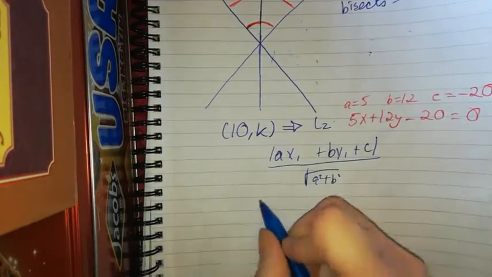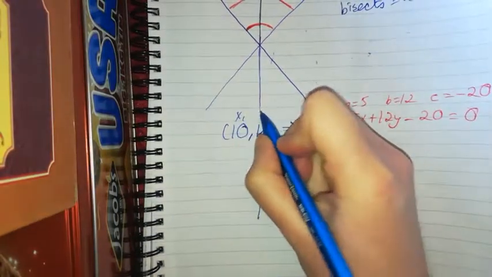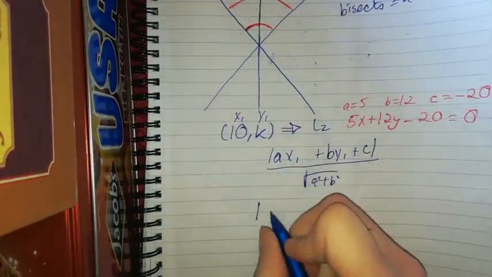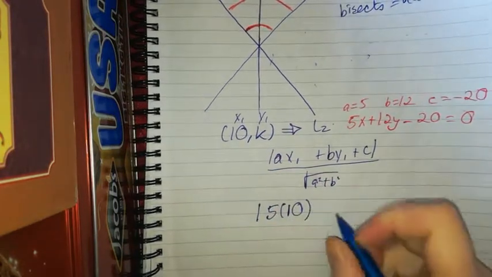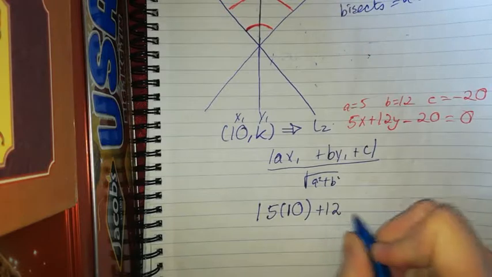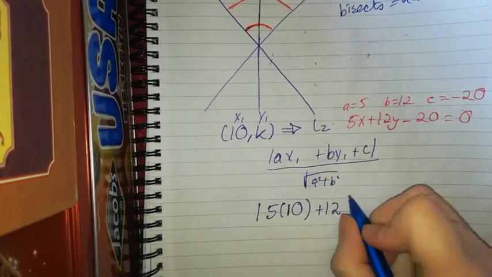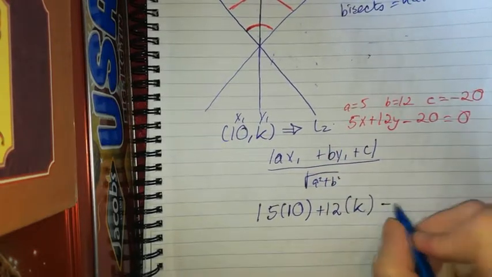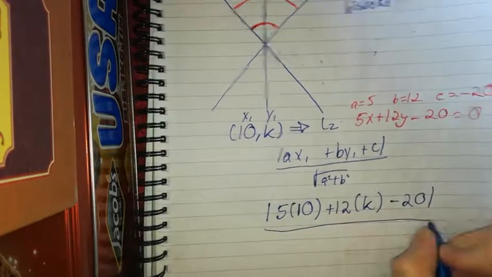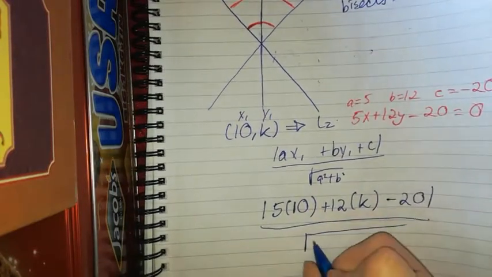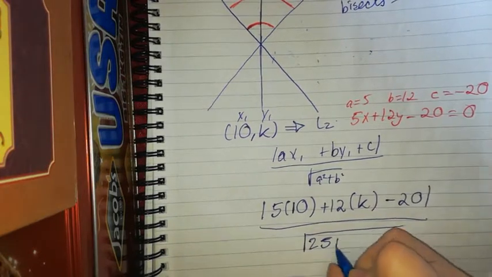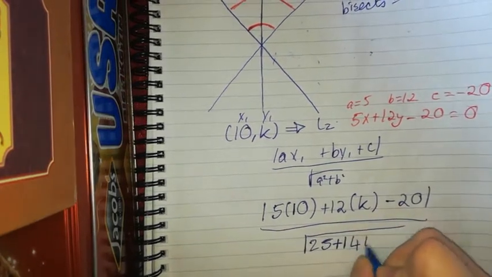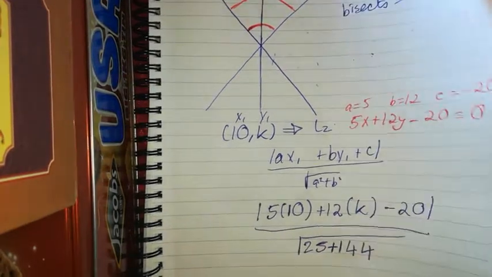So if we're just going to sub that in, and then this is x1, y1. So a is equal to 5, and then that's a by x1, so 5 by 10. b is equal to 12, so 12 by our y part, which is k. And then c is equal to minus 20. All over the square root of a squared, which is 5 squared, which is 25, and then plus b squared, which is 12 squared, which is 144. So now I'm just going to write this in simpler terms.